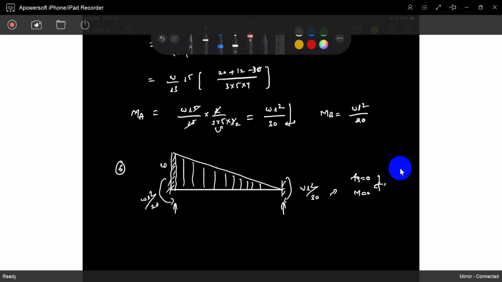Those two, I call it redundance, indeterminacy. To find out those two is the complexity. So to find that, we need extra two equations, based on the two equations we already derived for this eccentric loading. Use that eccentric loading formula, so we derive the values for MA and MB also. That is enough.